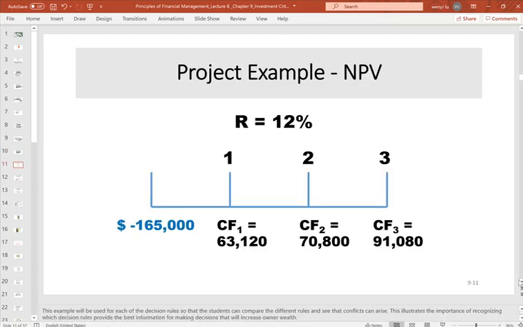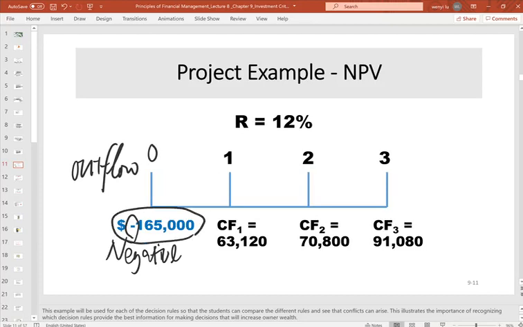For example, in these examples, we have the initial cost, $165,000. You can see the sign for this cash flow is negative. Negative means this is an outflow. So we have the initial outflow at time zero. We have our initial investment. We must be spending some money to start our project as a jump start. You need to have some money in hand to start your project. So this is your outflow.